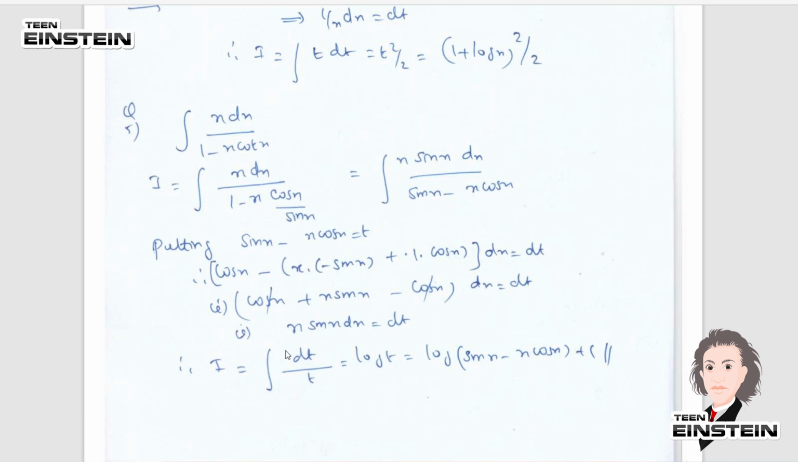If the differentiation of the denominator is present in the numerator, then I can write the logarithm of the denominator. So log of t. Now t can be replaced by sin x minus x cos x, plus constant of integration c. Any doubts up to this?